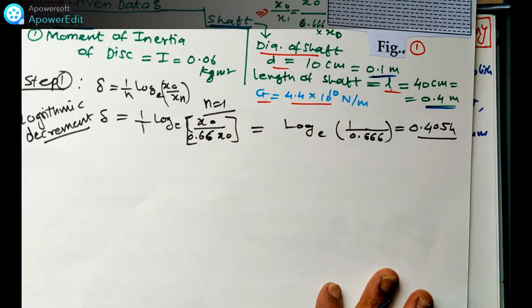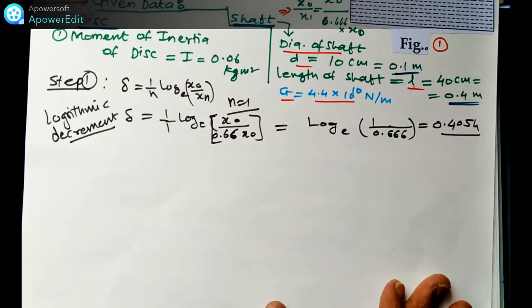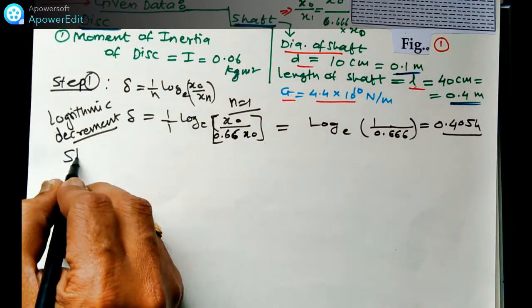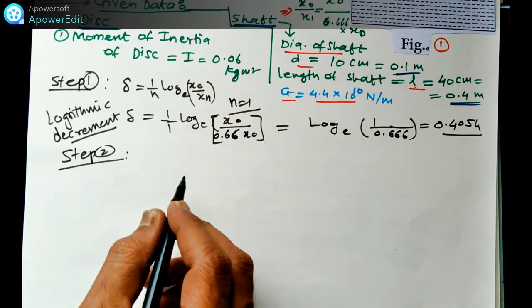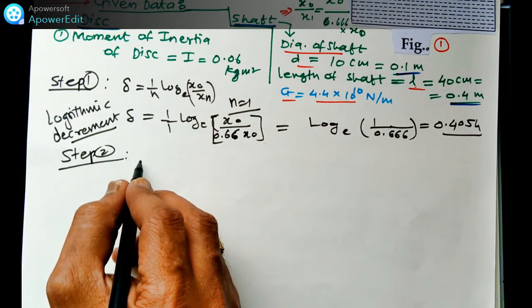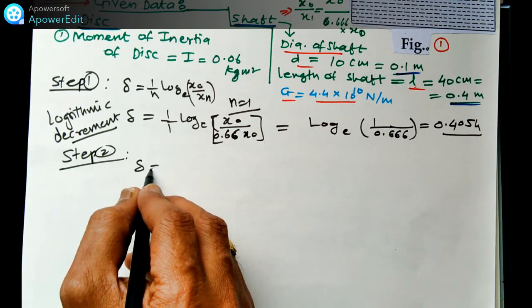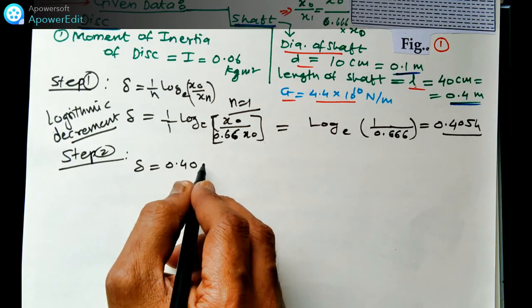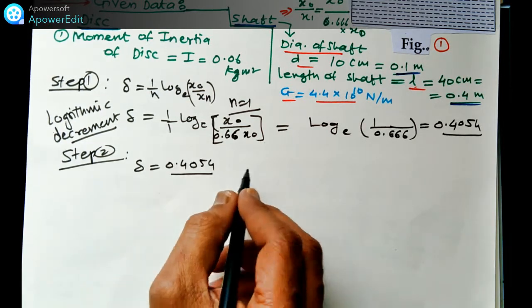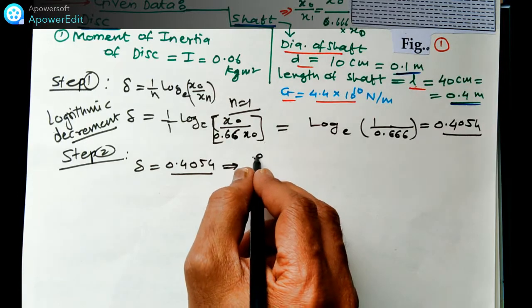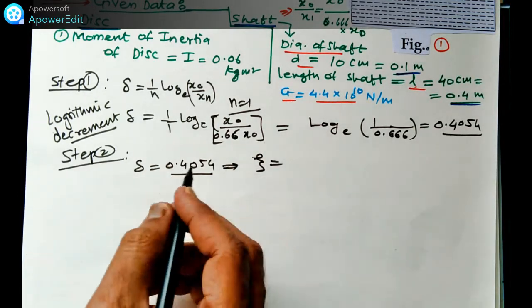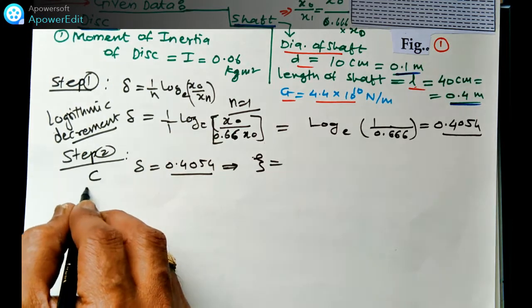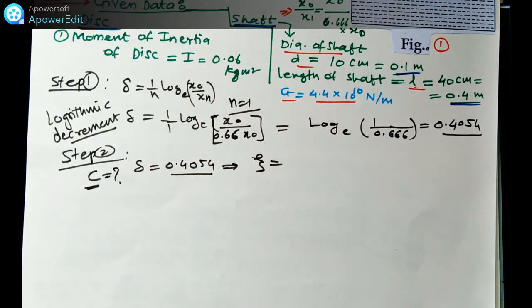Okay. Now what do we have to find out? The second step, step 2. In step 2, as we know the value of del, 0.4054, we can find out Zeta. So what do we have to find out in step 2? The damping torque, that means C. The value of C we have to find out.